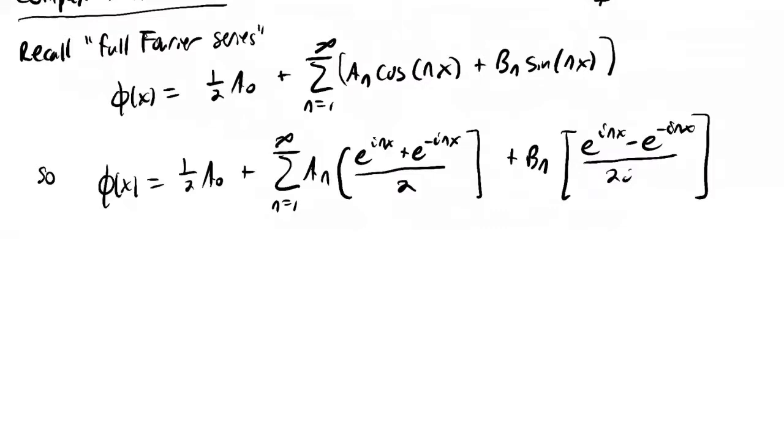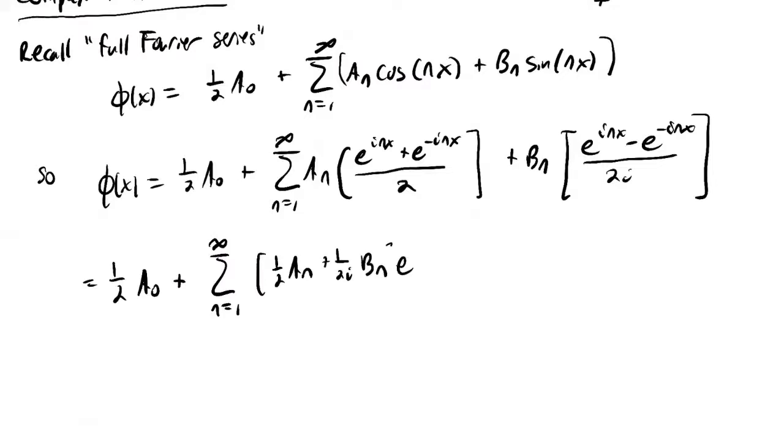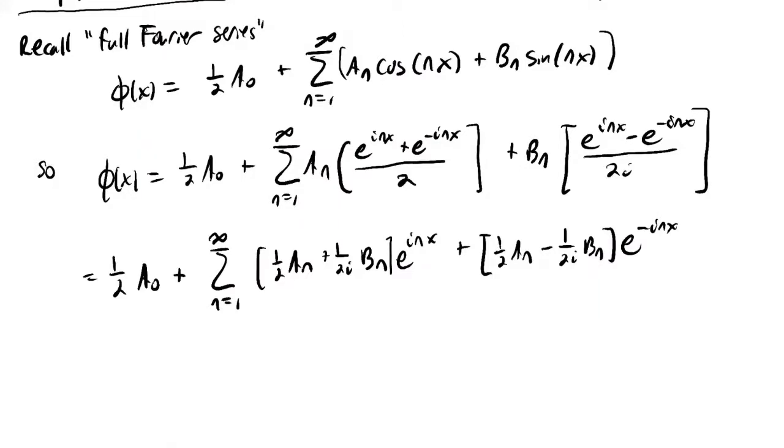And so let me now rearrange the sum. Maybe it'll make it a little bit clearer. So I can write this as 1/2 a0 plus the sum from n equals 1 to infinity. Well, let me collect like terms. So I have 1/2 a_n plus 1 over 2i b_n times e to the inx. Just collect all the terms that I'm multiplying by e to the inx. And now let's do the same for e to the minus inx. So now I have 1/2 a_n minus 1 over 2i b_n times e to the minus inx. And so I have a certain term corresponding to e to the inx with a possibly different coefficient, and another term corresponding to e to the minus inx.